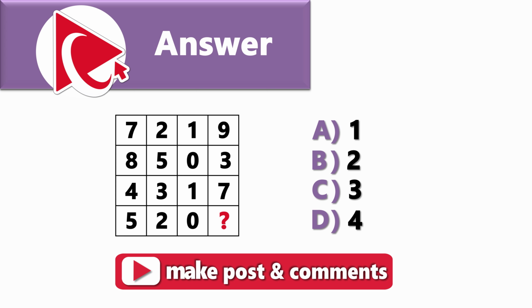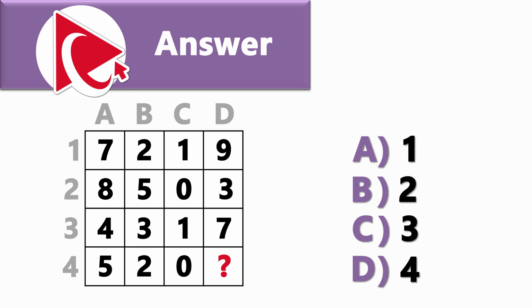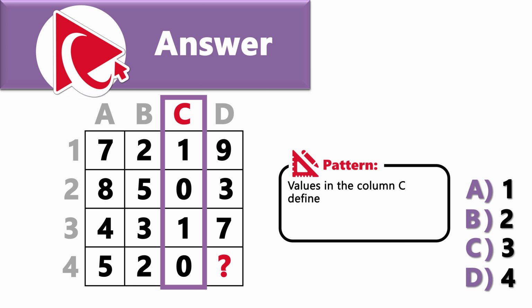As usual, the trick to solve these types of challenges is to detect the pattern. To help us detect the pattern, let's break down the 4x4 matrix into columns and rows. Let's number rows as 1, 2, 3, and 4, and let's number the columns as A, B, C, and D. What's unusual about this puzzle is that values in column C define the sign for math operation. The value 1 is equivalent of addition, and value 0 is an equivalent of subtraction.